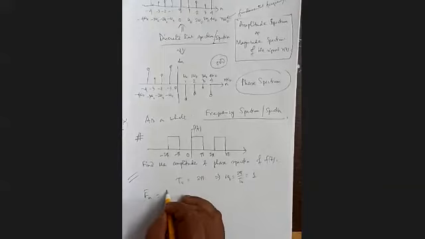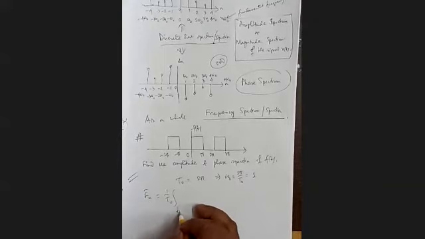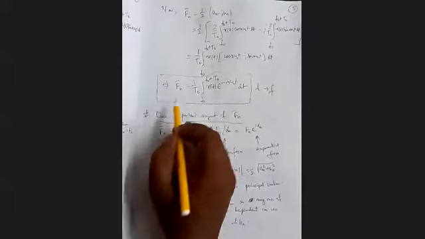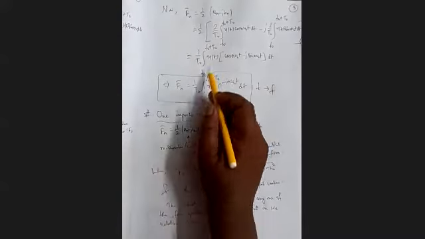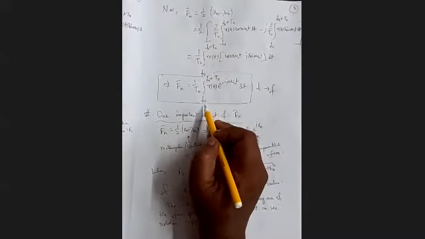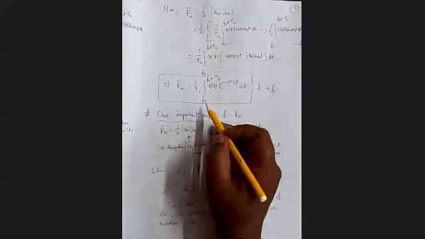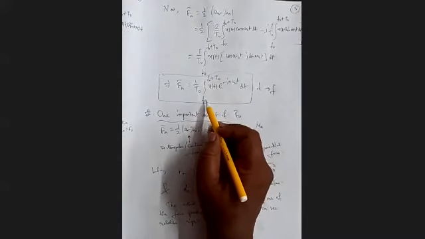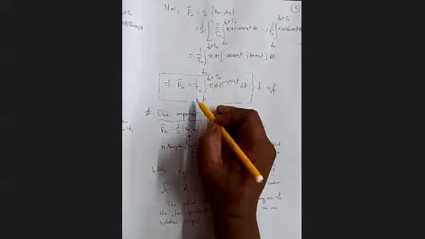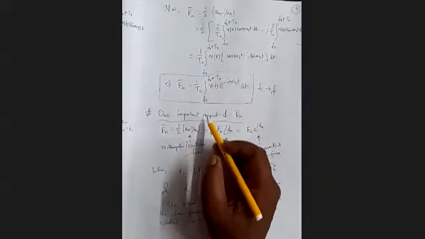Our Fn bar is 1 by T0 integration. See the expression of Fn bar? This expression, we have got it. Fn bar equal to 1 by time period, then over one cycle we are integrating. T0 is any initial time. Depending on convenience, we can take any initial time. But one thing is, the integration must be evaluated over one cycle. Our T0 can be anything depending on our choice.